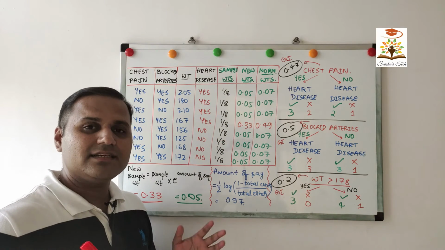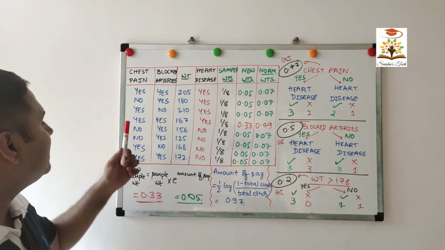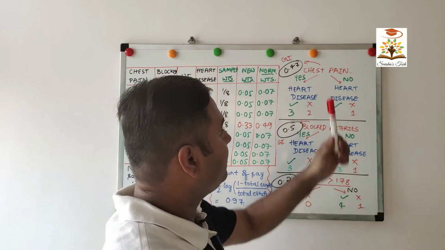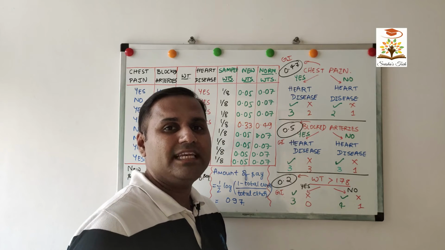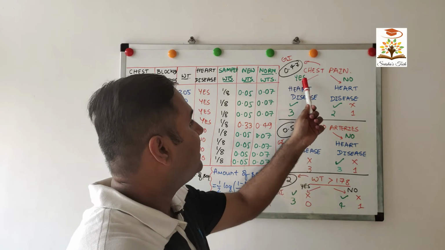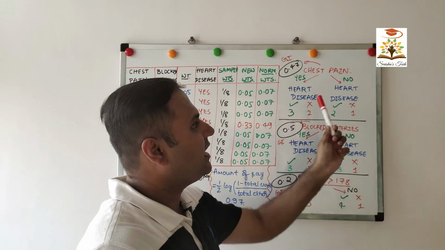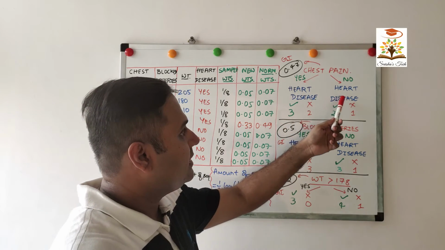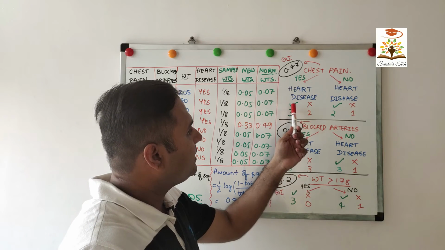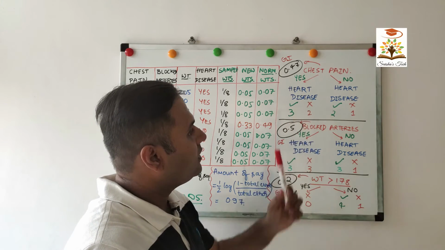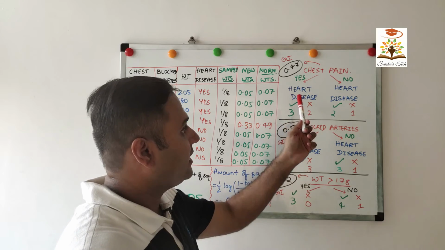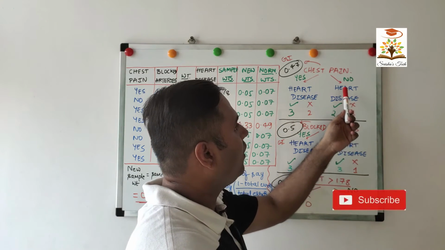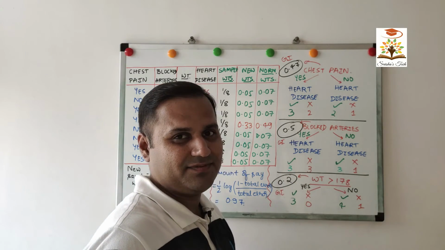Now let us build the stumps for each of the attributes. The stump for the chest pain attribute has 2 leaf nodes, that is, yes, there is heart disease, and no, there is no heart disease. For each of the decision leaves, we have 3 correct and 2 wrong decisions for yes, there is heart disease, and 2 right and 1 wrong decision for no, there is no heart disease.